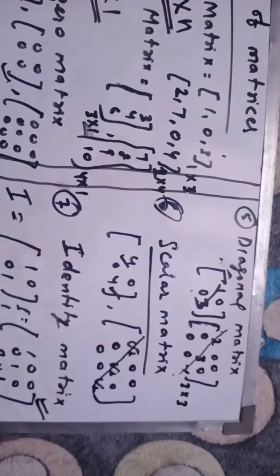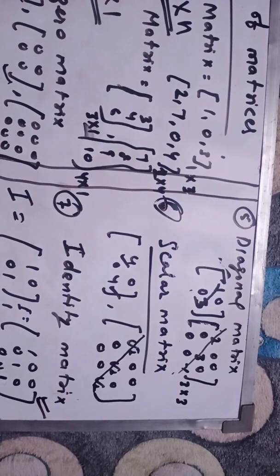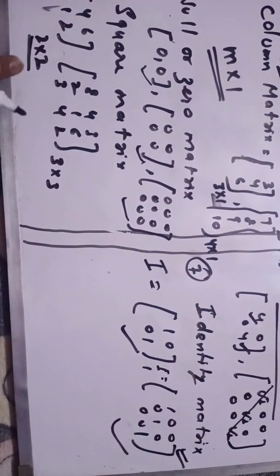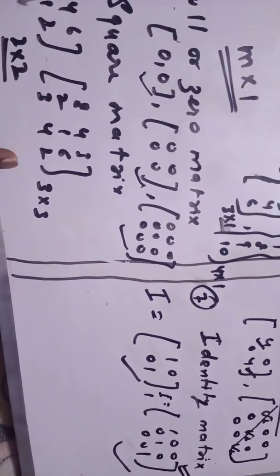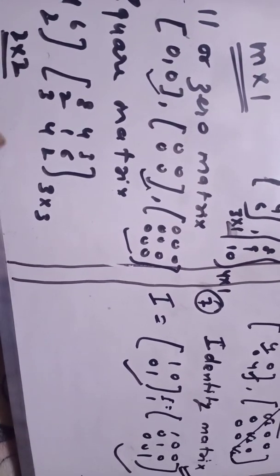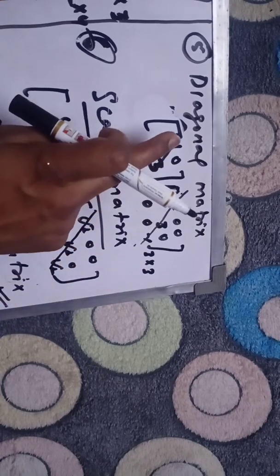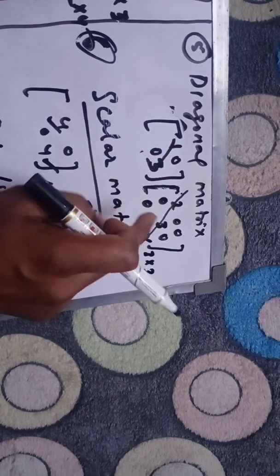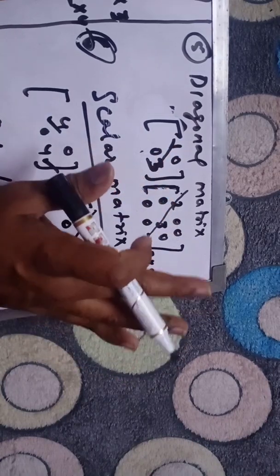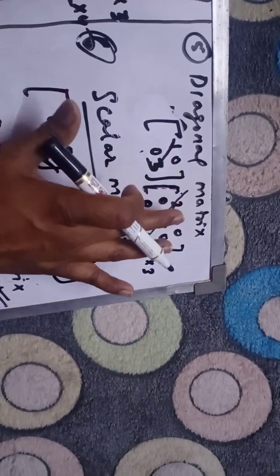Diagonal matrix: a square matrix is one in which the number of rows and number of columns are the same. This is a square matrix. But in a diagonal matrix, the elements should come on the diagonal and the other elements must be 0. The diagonal elements may be different.